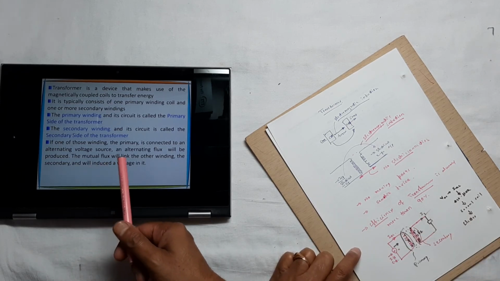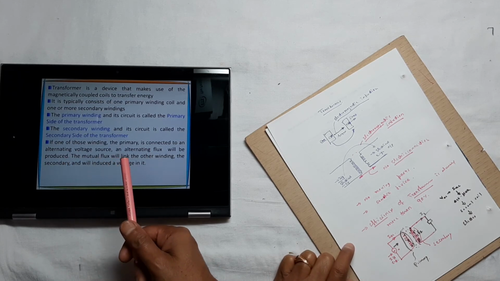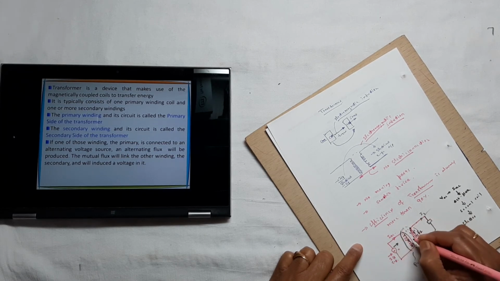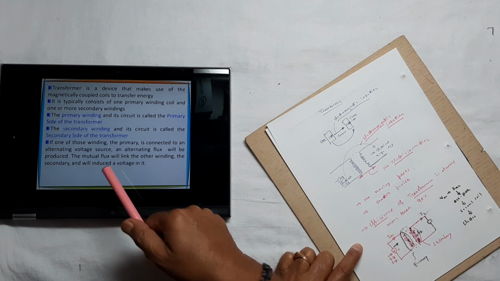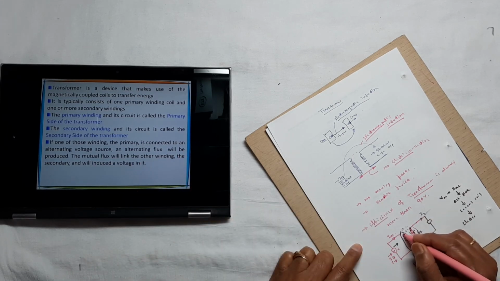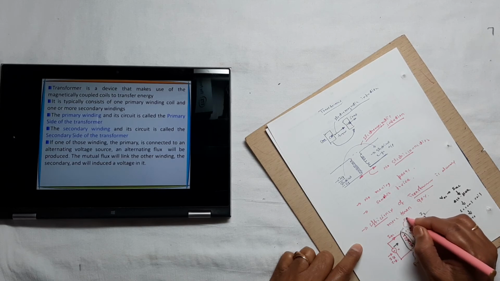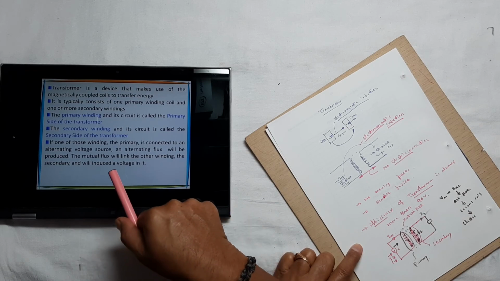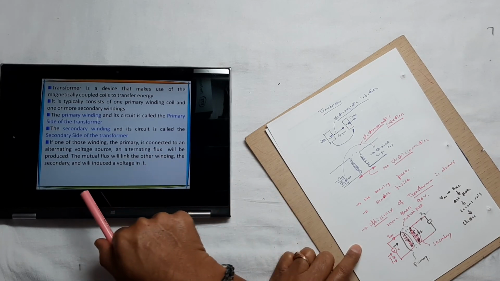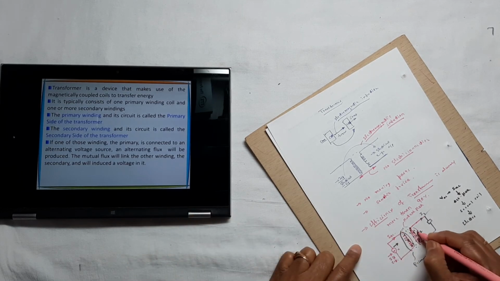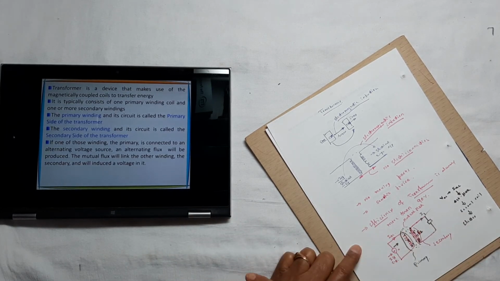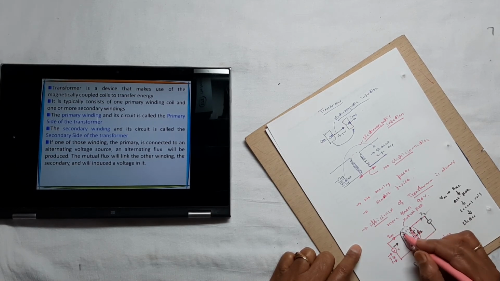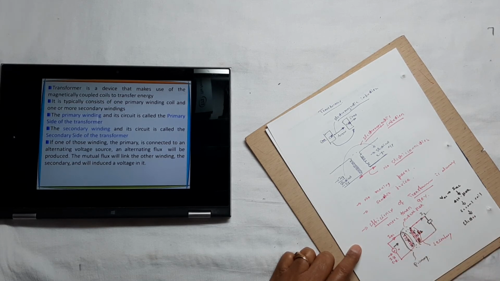If one of those windings, the primary, is connected to an alternating voltage source, an alternating current will flow and an alternating flux will be produced. This flux produced by the first coil, which links with the second coil, is called the mutual flux. The mutual flux will link the other winding, the secondary, and will induce the voltage E2. Therefore, there is a transfer of electrical energy from the primary winding to the secondary winding because of electromagnetic induction.